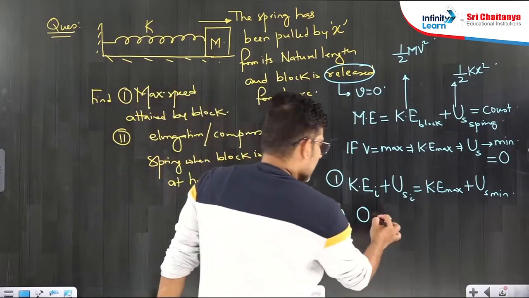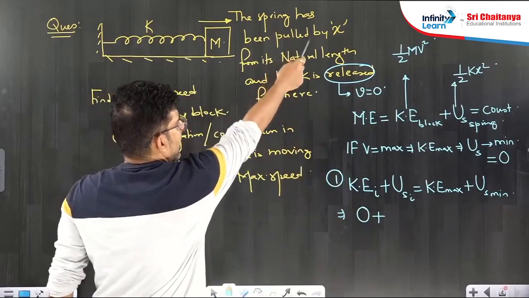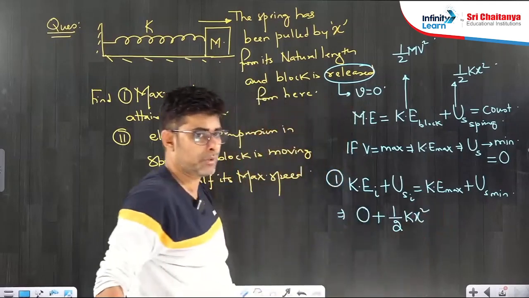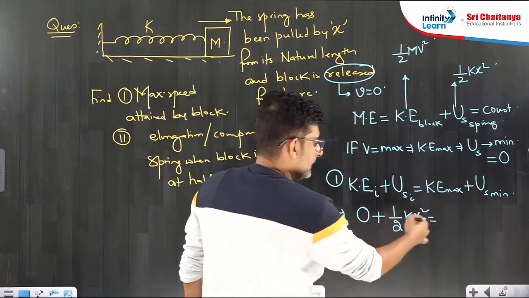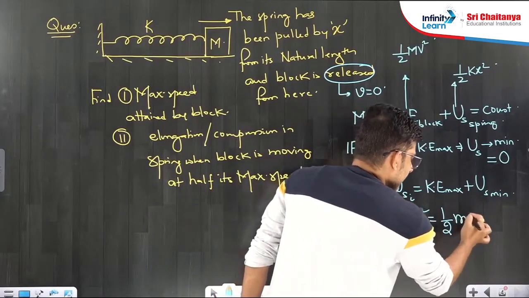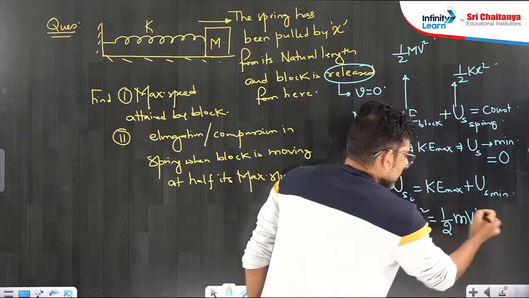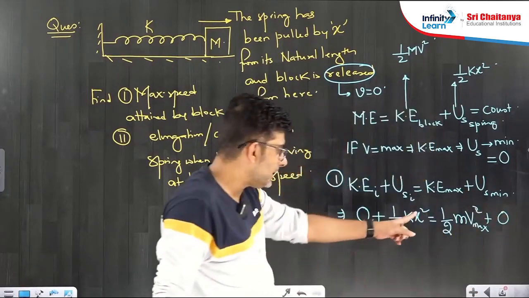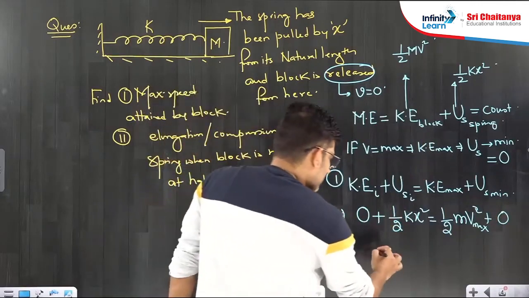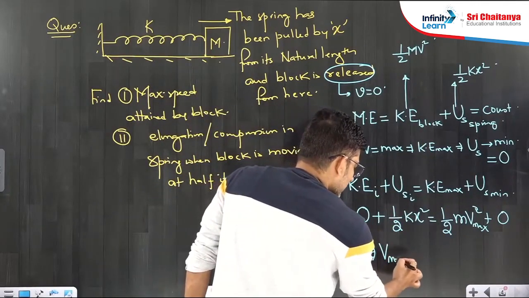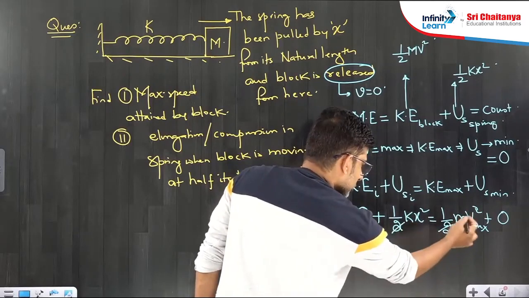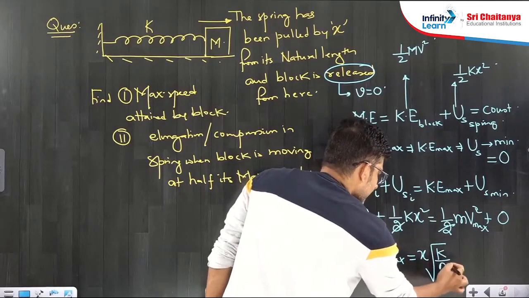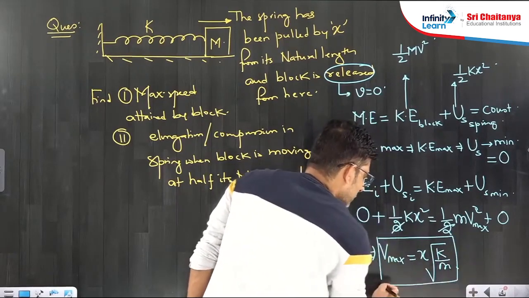The potential energy is asked, it was pulled by x. What is the initial potential energy? Half kx square. When you see maximum kinetic energy, you can write it as half m v max square. And what is the minimum potential energy? Minimum potential energy is 0. So when I equate these two, I get the value of V max. You can see half cancels. So here V max becomes x times under root k by m.